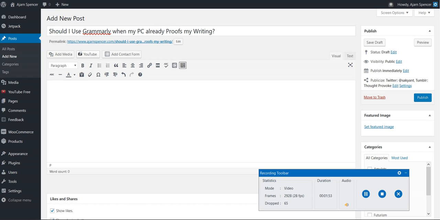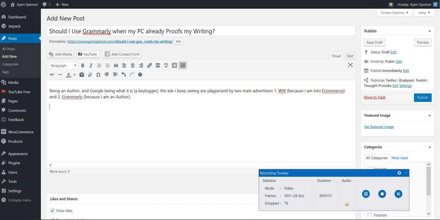Anyway, let's have a look now within my WordPress blog, which is using both Windows proofreading and, within the WordPress text editor, which you can see here, we also have a proofreader. What you're seeing underlined at the moment comes straight from Windows. As you can see, the word Grammarly isn't even a word. It's underlined in red.